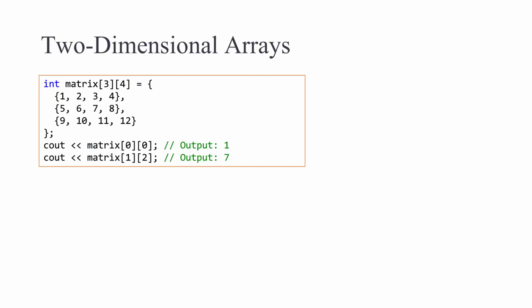You can access the elements of a two-dimensional array using 2 indexes. The first index is the row index, and the second one is the column index. Here is an example. We output the first element, which is at row index 0 and column index 0. The second element is at row index 1 and column index 2.